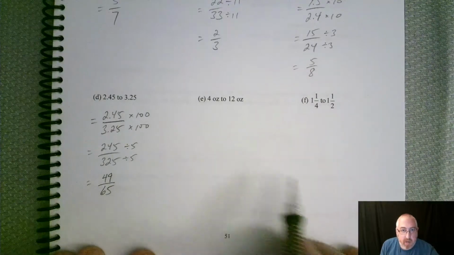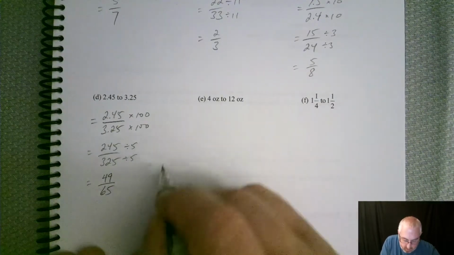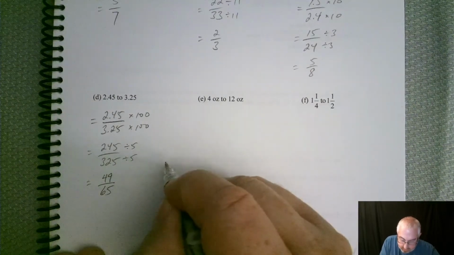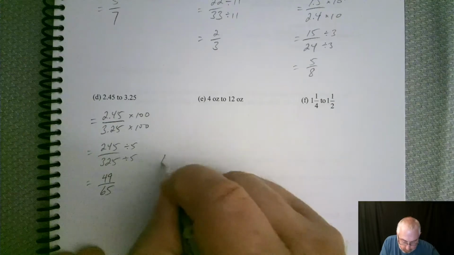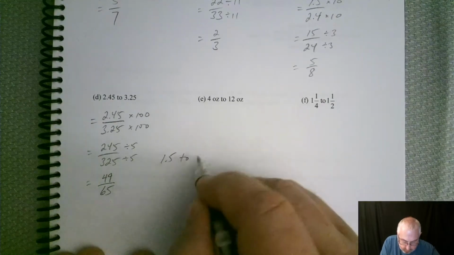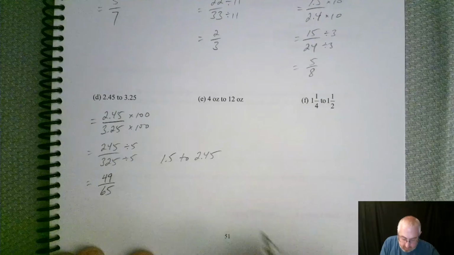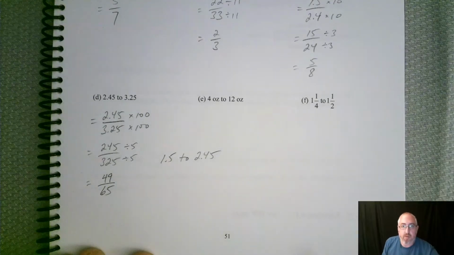Okay. So what about a combination of these two? I don't have a problem here, but let's just make one up. What if we said 1.5 to 2.45? We'll take a little bit of both of those two. How do we tackle this one?